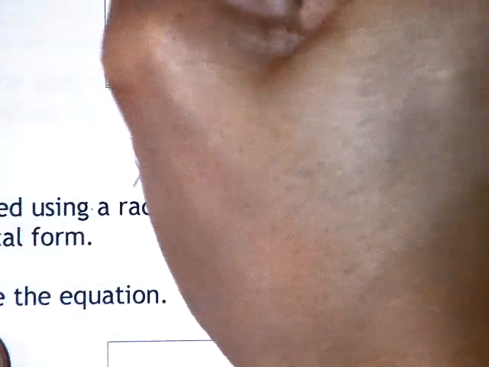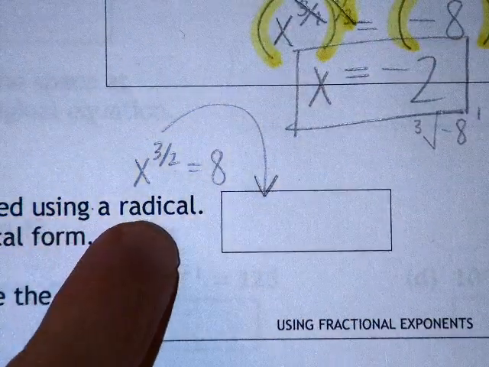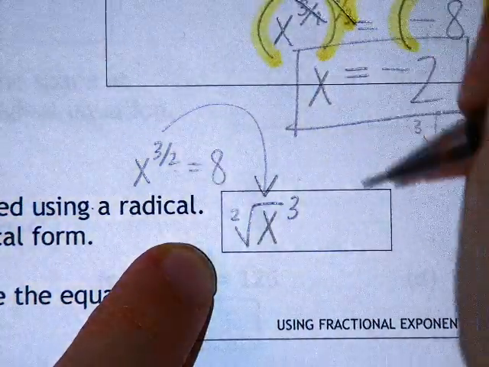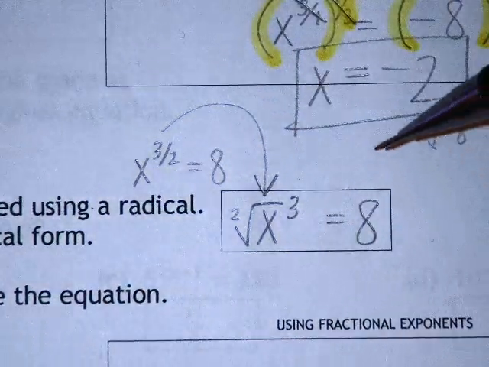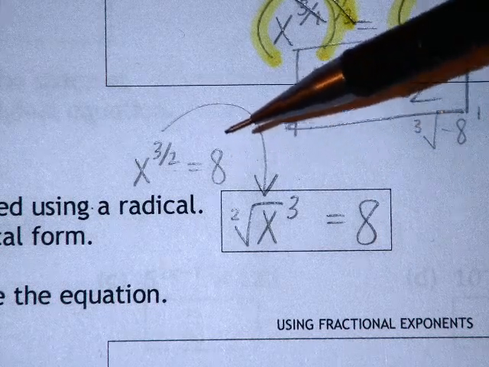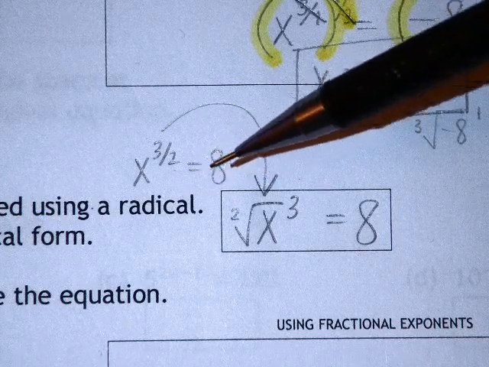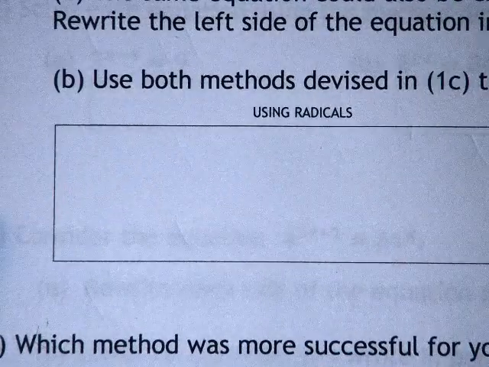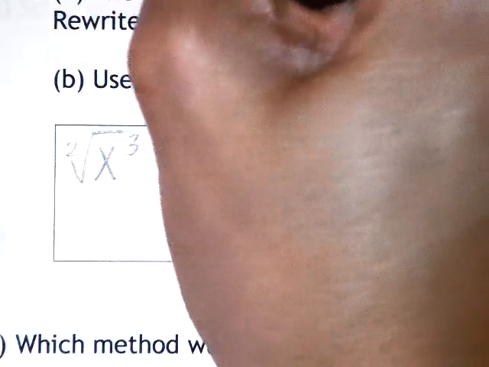The idea that x to the power of 3/2 could be rewritten with that radical structure. We know that that would be the second root of x to the power of 3. The 8 doesn't need to be rewritten at all because the 8 doesn't have a fraction exponent to speak of. So when they said rewrite as a radical, we're basically implying that we should be rewriting the part with the fraction exponent. So that's the part that I want to solve. And I'll copy that into the box, into the using radicals method area. So the second root of x to the power of 3 equals 8.